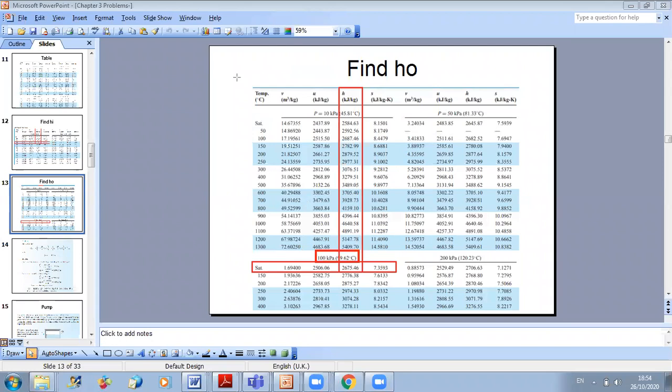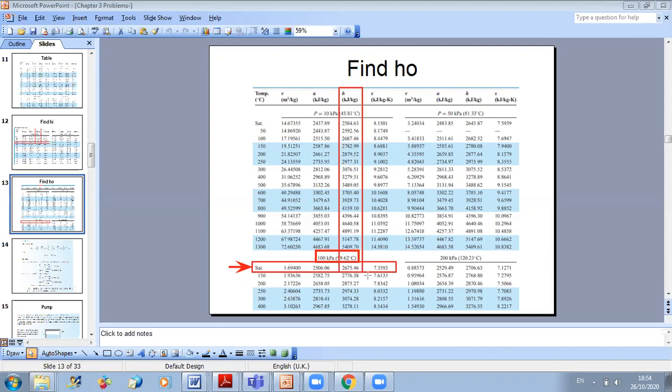So here you can find Hg by two methods. You go to the superheated table and just read the value at saturation, and you are here in the case of saturation because the quality is equal to 100%. So you can read the value of H corresponding to saturation. It's equal to 2675.46. Now if you want, let us use the second method.